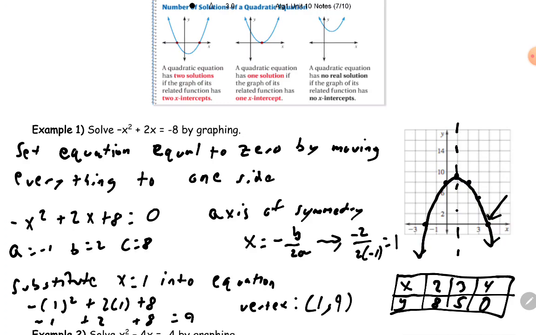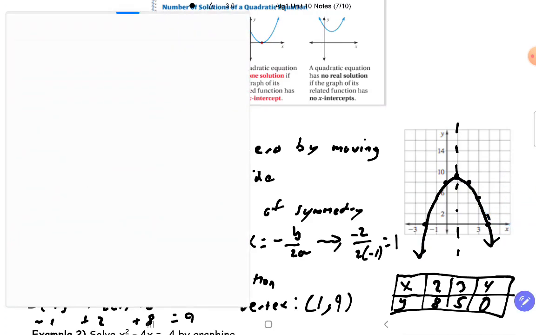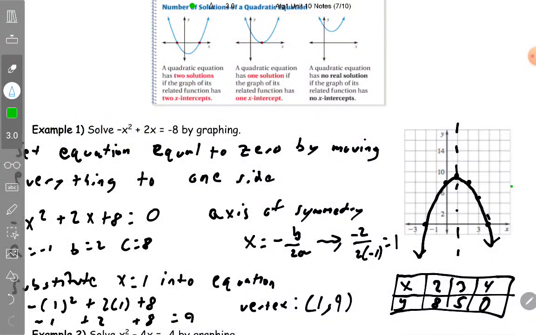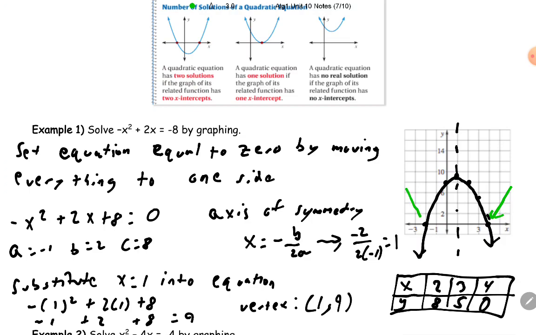So right here, and let's use a different color, which is (4, 0) and (negative 2, 0). So my answer is those 2 points, x equals negative 2 and x equals 4.